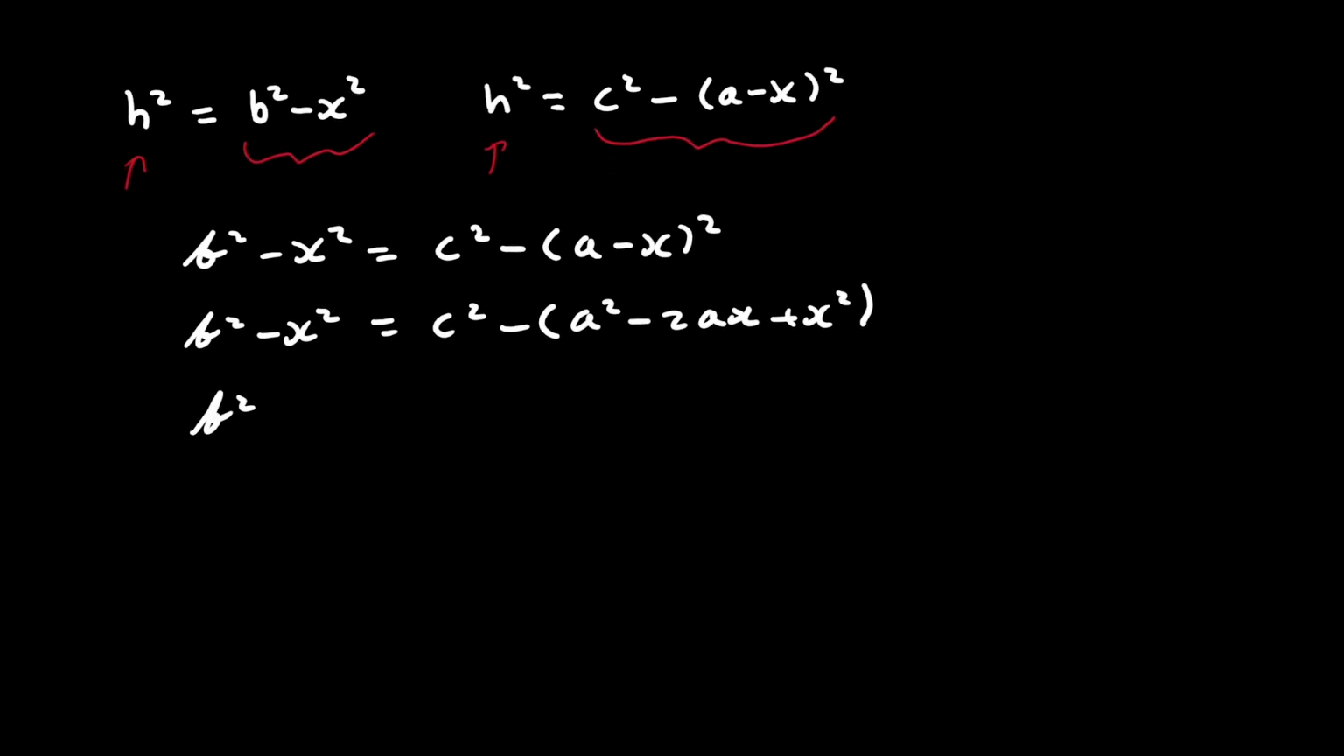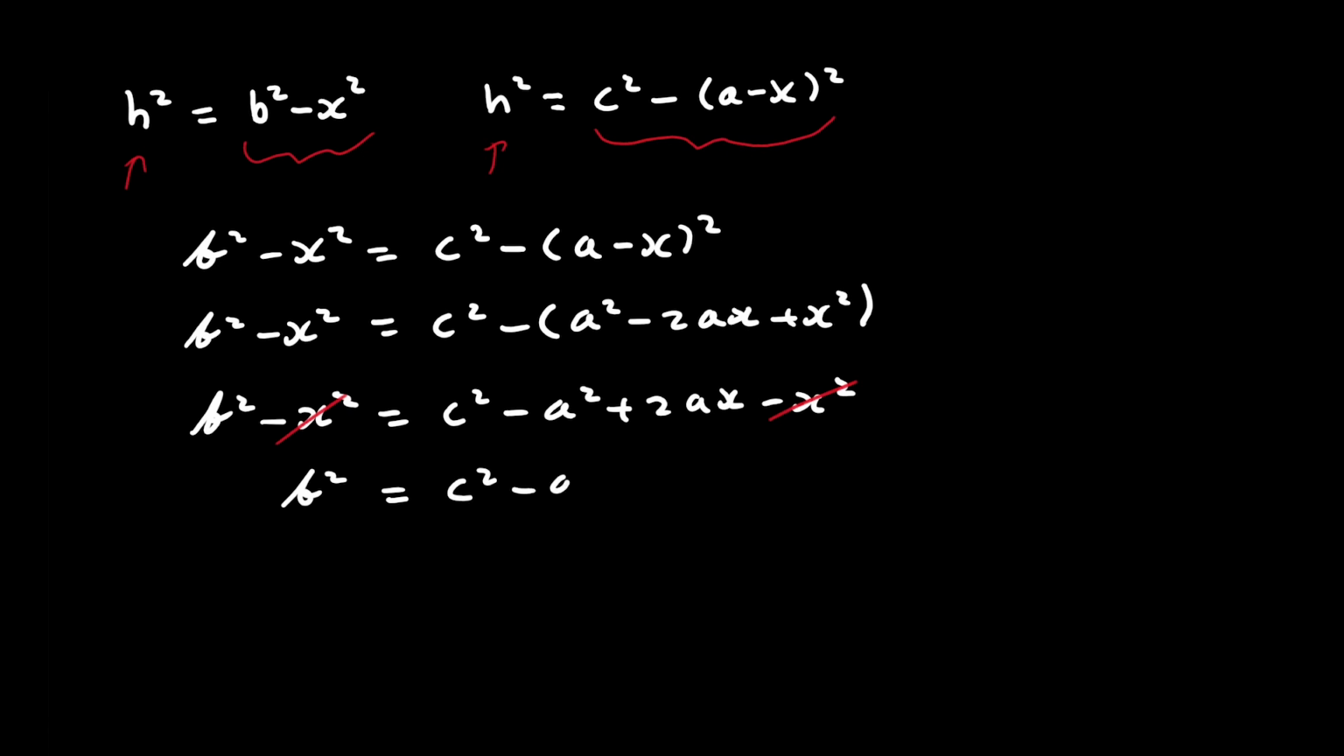And if we resolve that negative sign, we have on the right-hand side c squared minus a squared plus 2ax minus x squared. Now you can see that on both sides of the equation we have a negative x squared term. So those negative x squared terms will add to 0, or if you prefer, you can add x squared to both sides, and you'll be left with b squared equals c squared minus a squared plus 2ax.